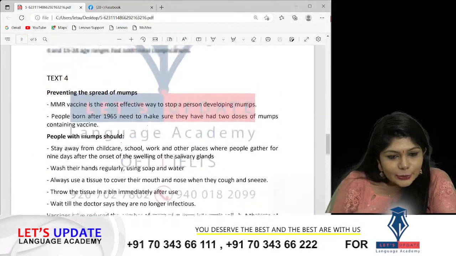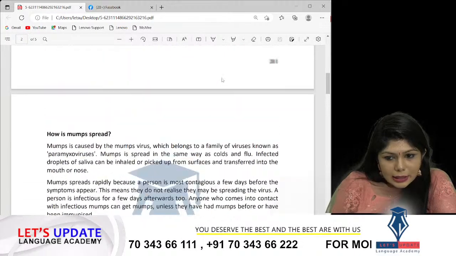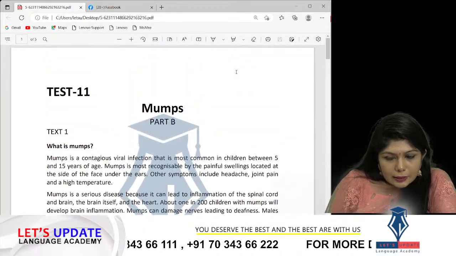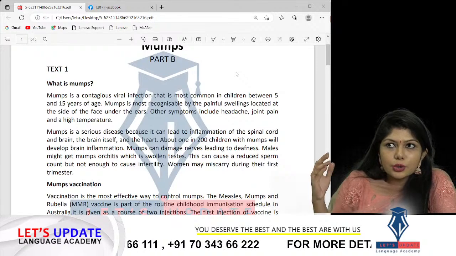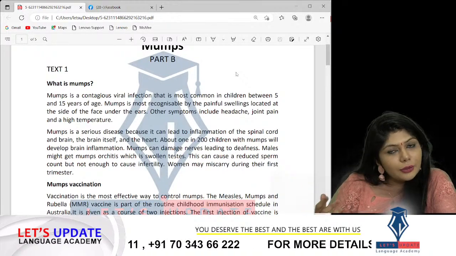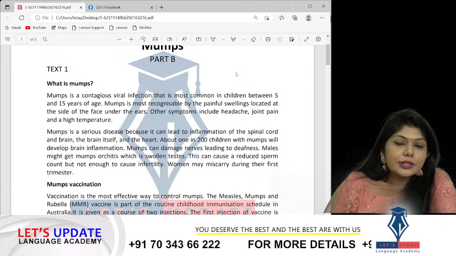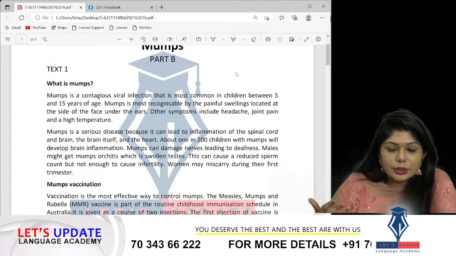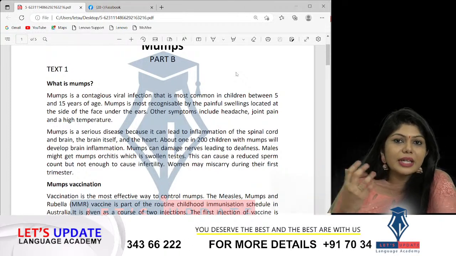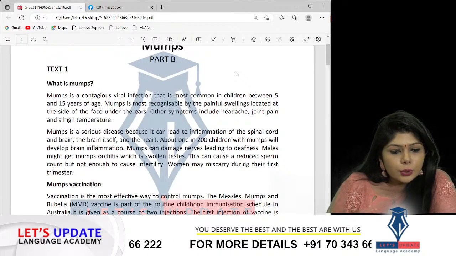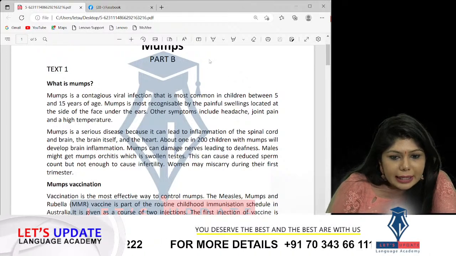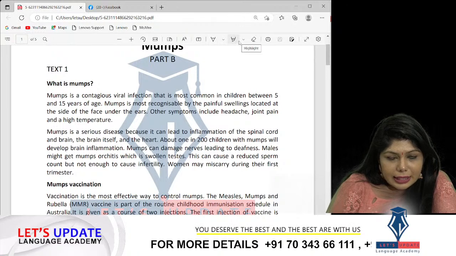So yes, let's just read the material. If you're solving it, you can go through the questions first and then try reading the passage. Now we'll just read the passage to get an idea, and I shall highlight the information as I go.